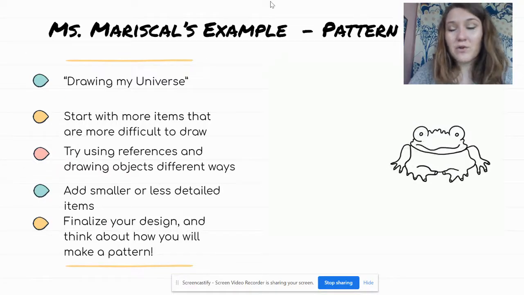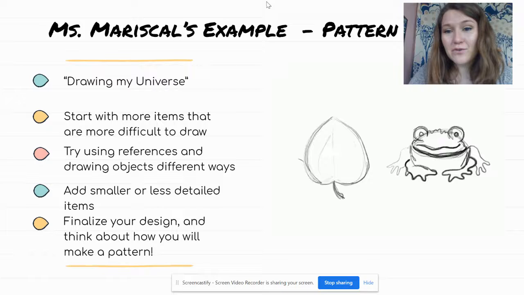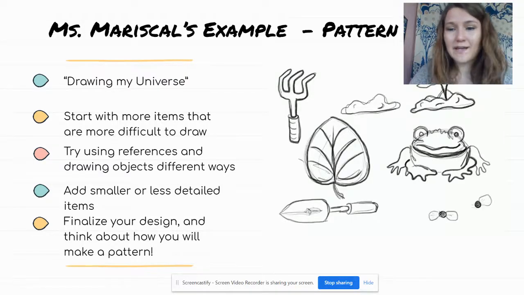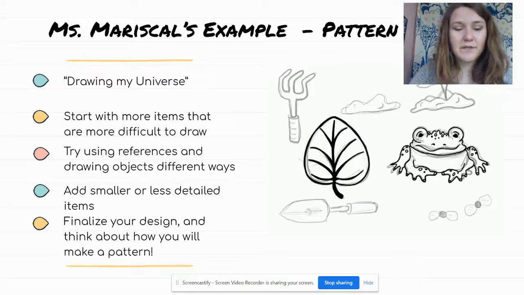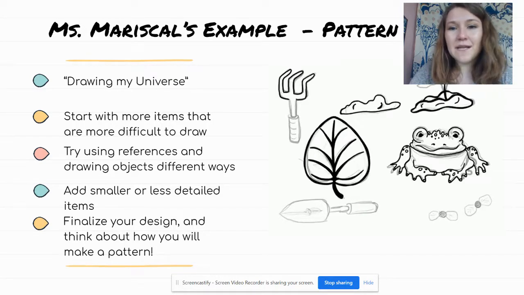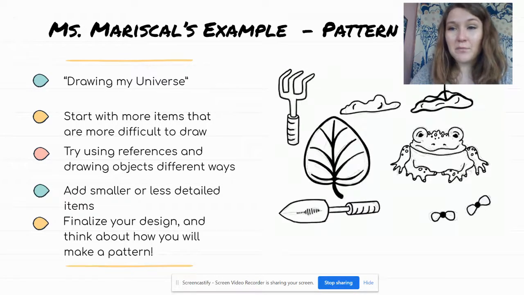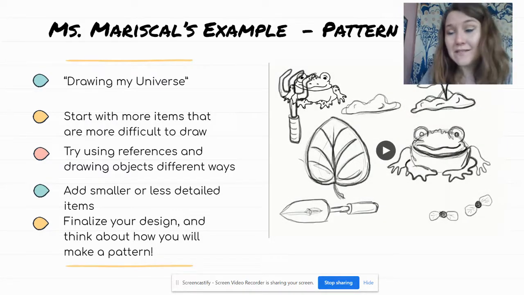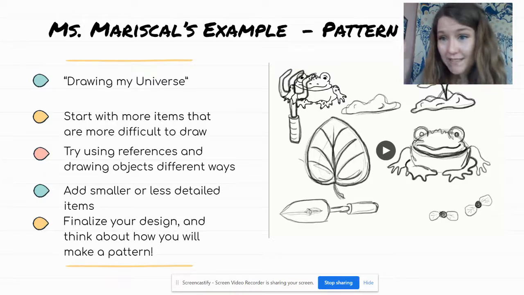I added smaller or less detailed items around my toad. So the leaves, the dirt clumps, the tools, the flies, they're all a little bit simpler than the toad was. And then I finalized my design by outlining it in ink to make it a little bit easier for you guys to see what I was drawing, okay? All my details are there. There is no fill, there is no color, but all of my details are there.